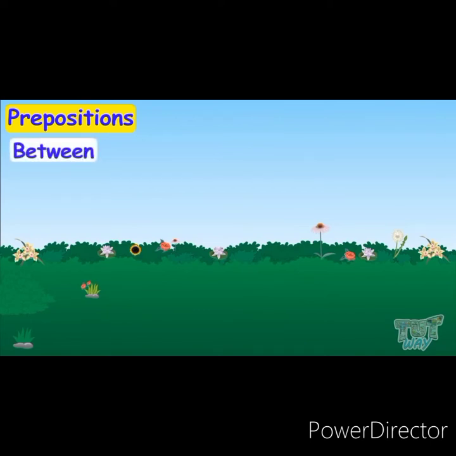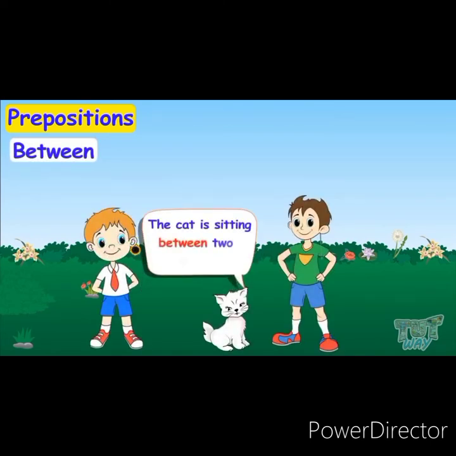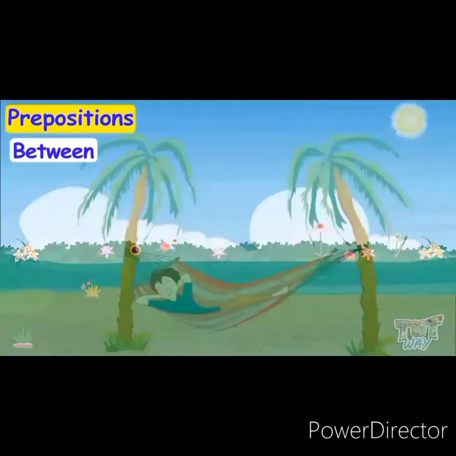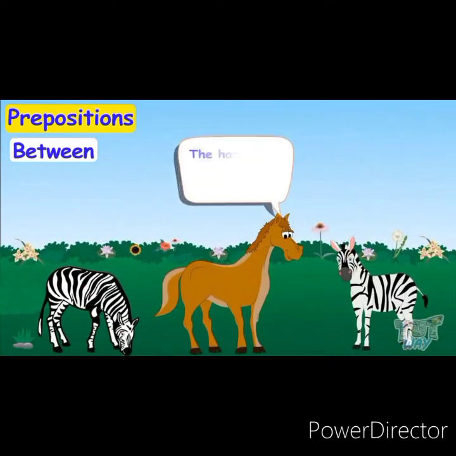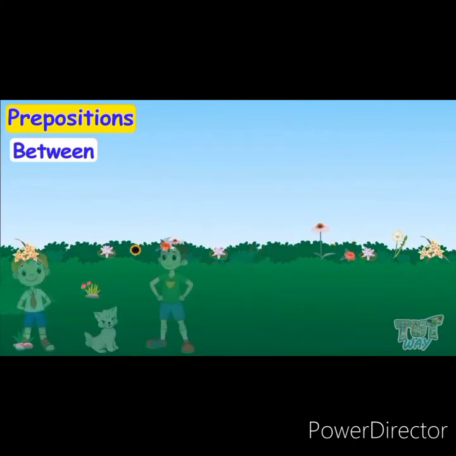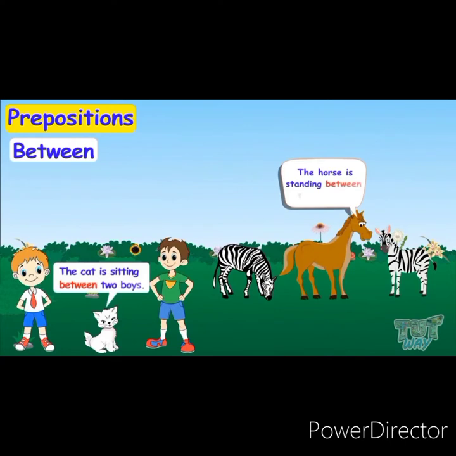Next, we will understand the preposition between. The cat is sitting between two boys. The boy is sleeping between the trees. The horse is standing between two zebras. The cat is sitting between the boys.